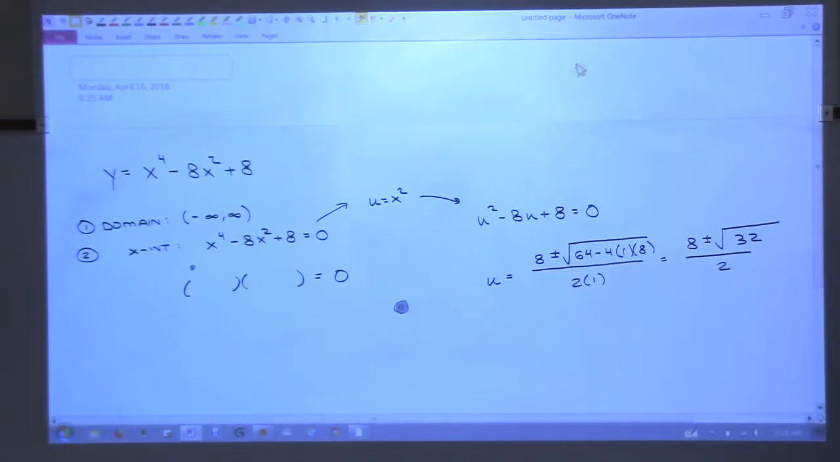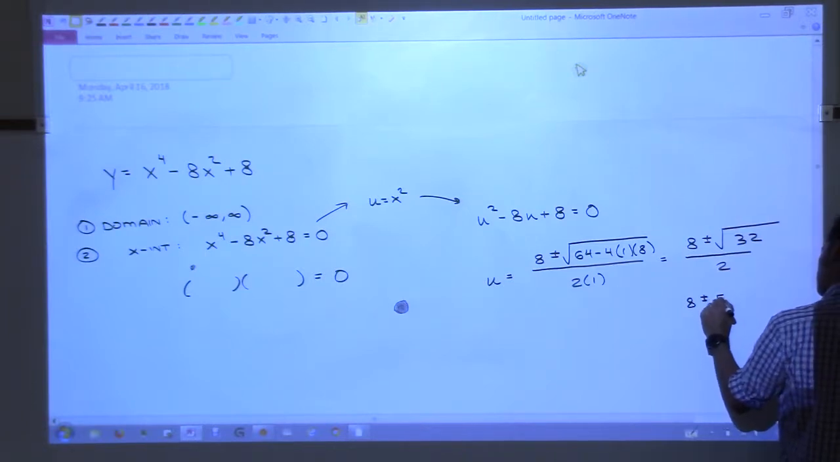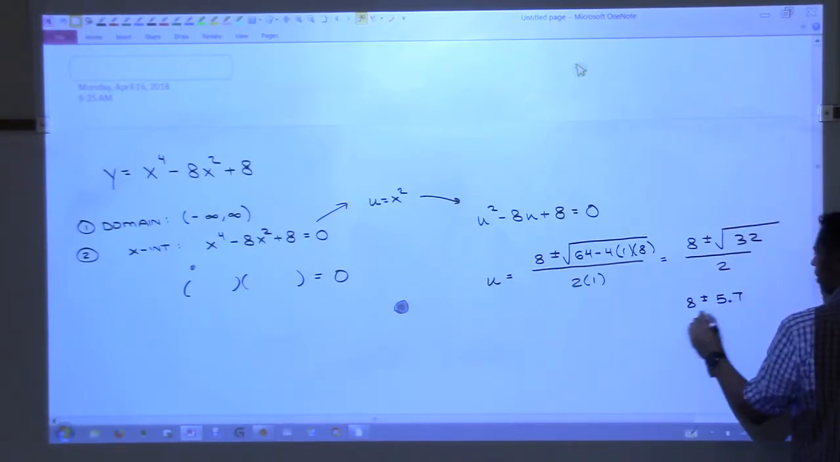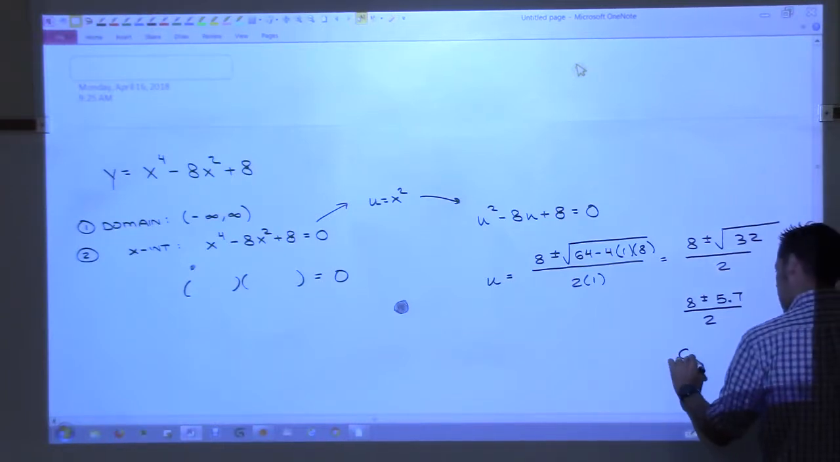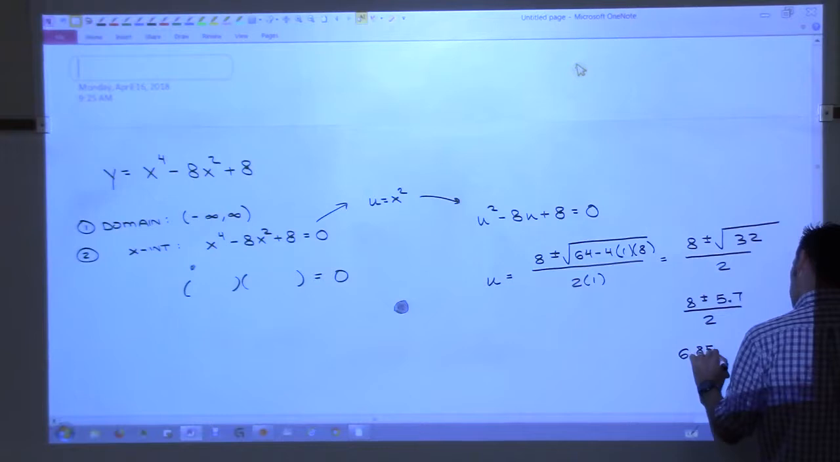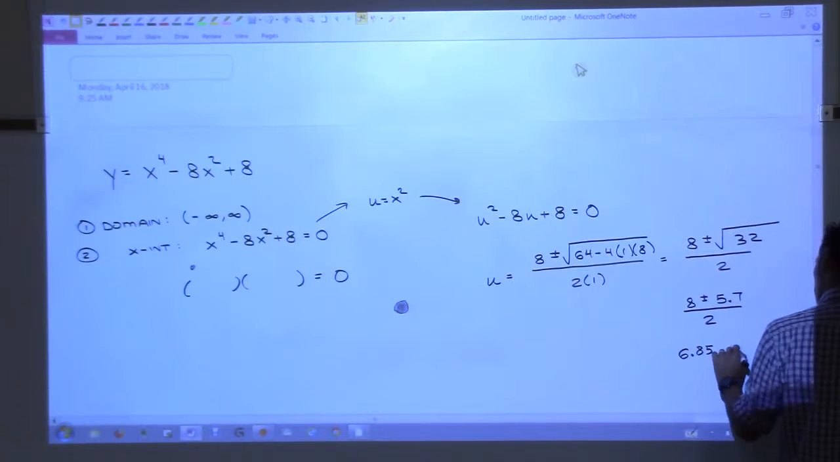All right, so I'm going to do square root of 32. So I'm getting 8 plus or minus, let's go with 5.7. I'm going to round just one decimal place over 2. Everyone okay with this? And now I'm going to get two answers from this. 8 plus that 5.7, then divide by 2. So 6.85 is one solution. And then 8 minus 5.7 divided by 2. The other one is 1.15.